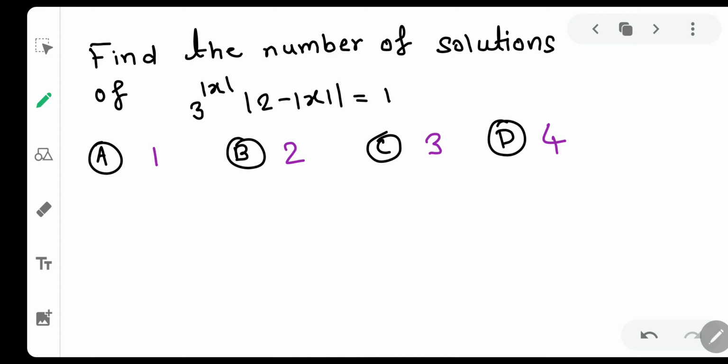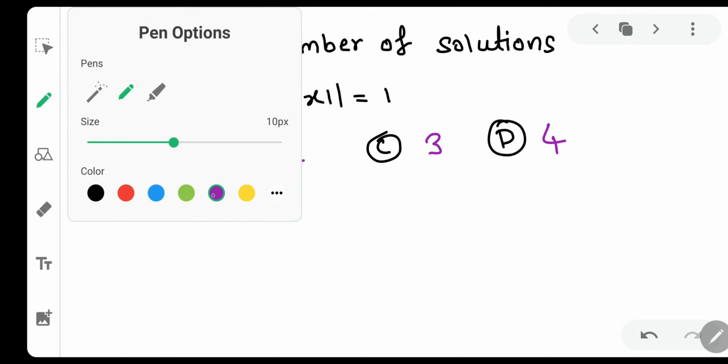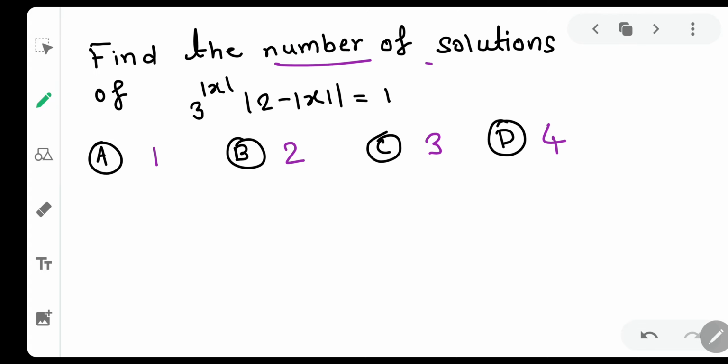Now today we are going to discuss a very interesting question. The question is: find the number of solutions of 3 raised to mod x into mod of 2 minus mod x equal to 1. Now remember that the question says that we need to find out the number of solutions. It means you do not need to find the exact solutions, mind you, but we need to find out the number of solutions.